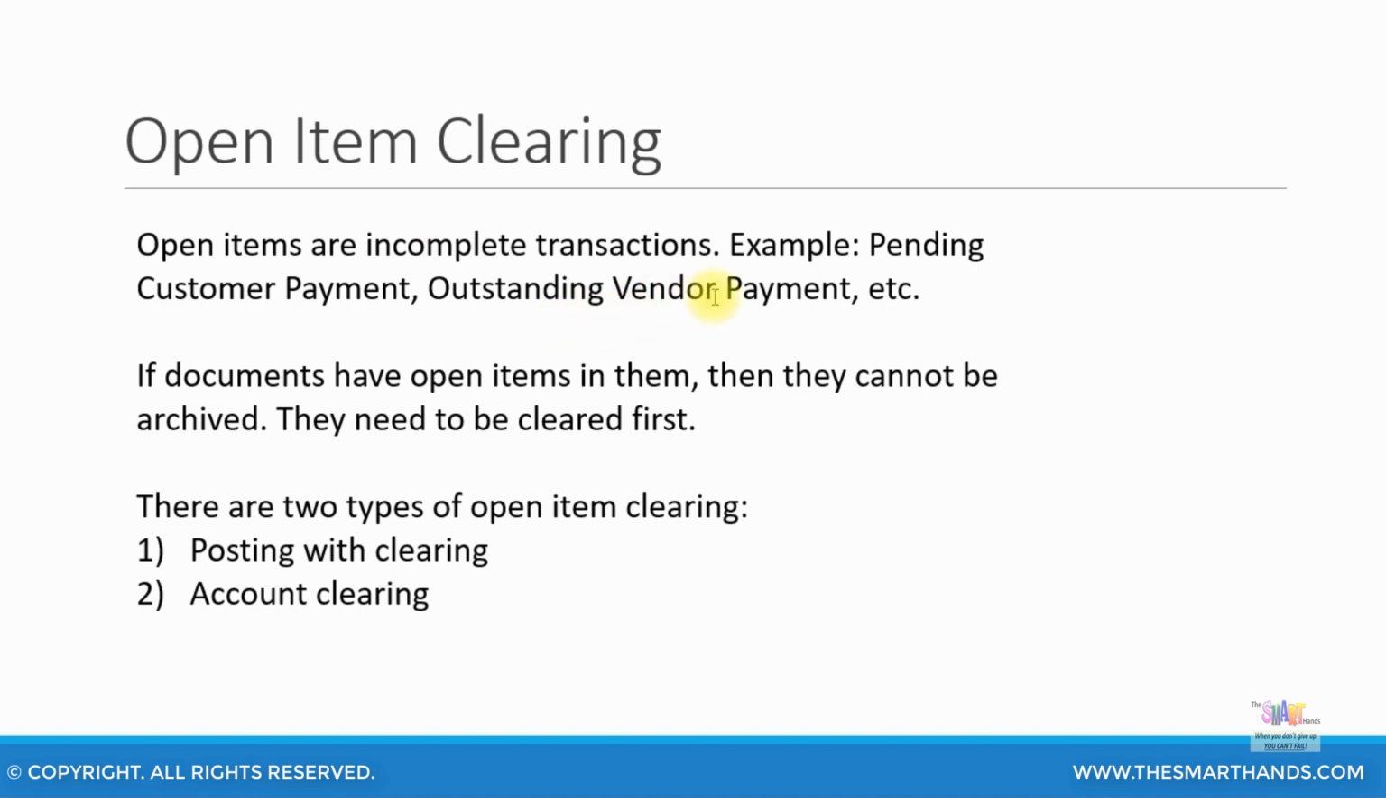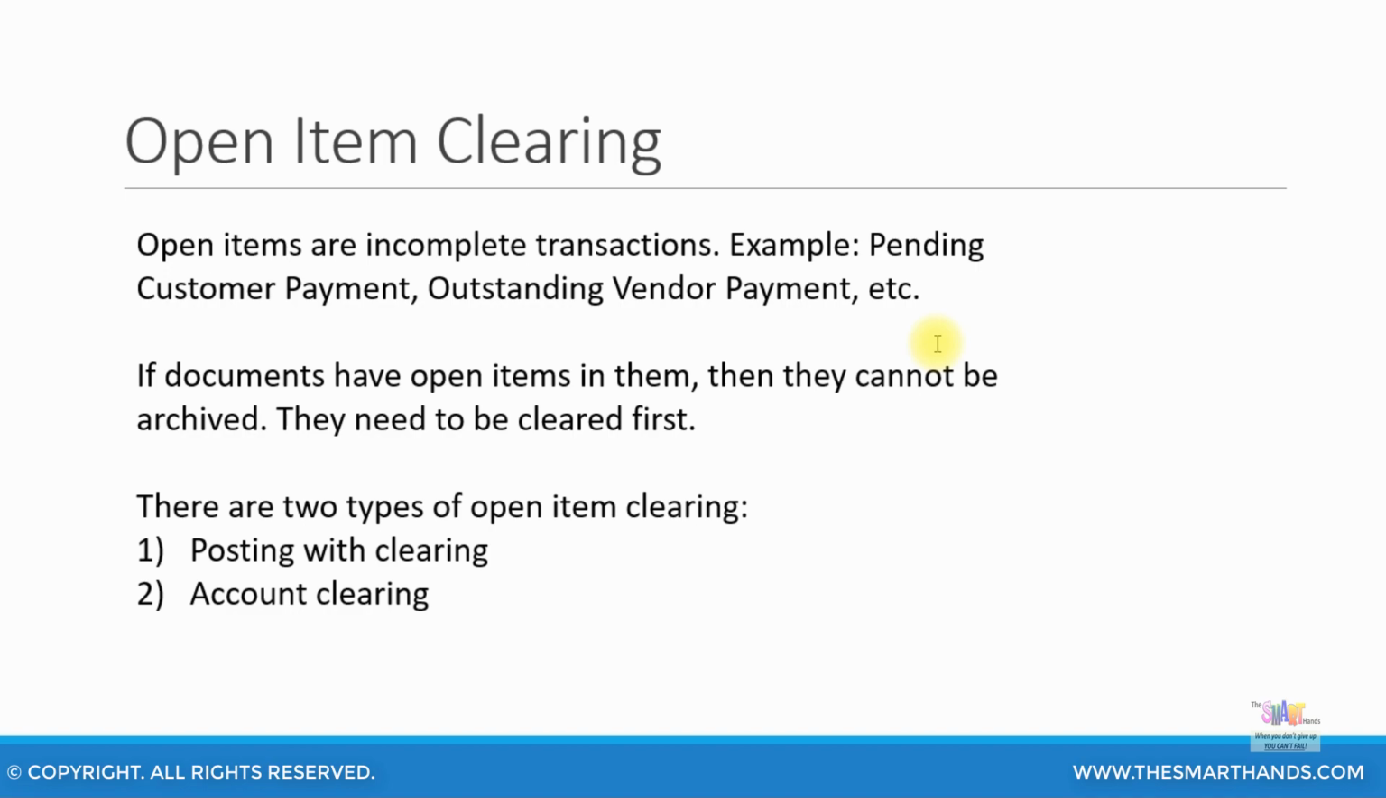Similarly, outstanding vendor payment. You have posted a vendor invoice. So now that open vendor invoice is an open line item. And once you make the payment against that vendor invoice, then you can clear that line item. Hence, that line item will go from open status to cleared status. By default, all customer and vendor line items are initially an open line item when you do the transaction.